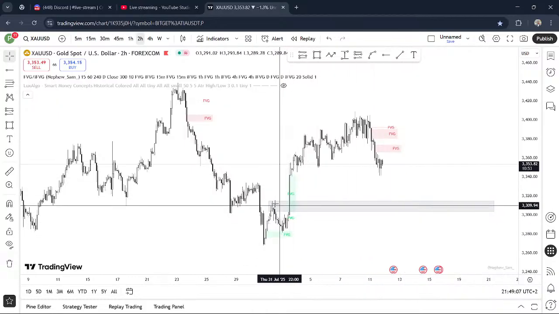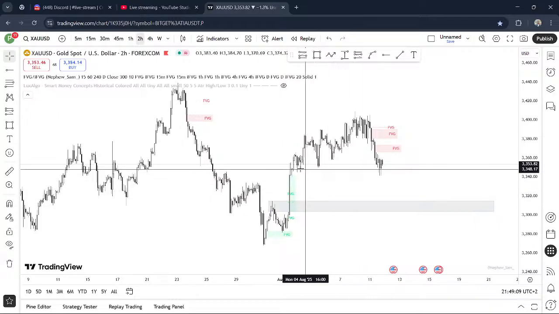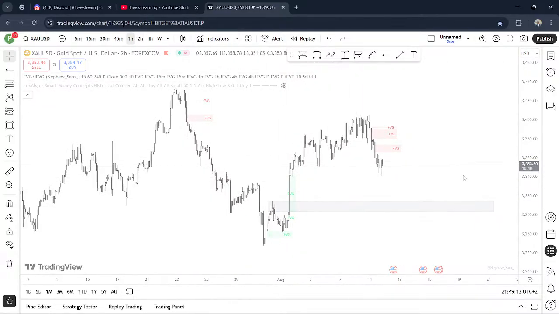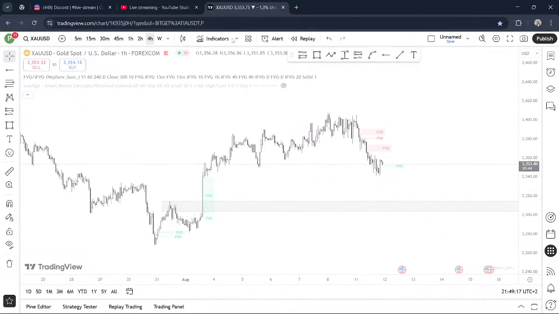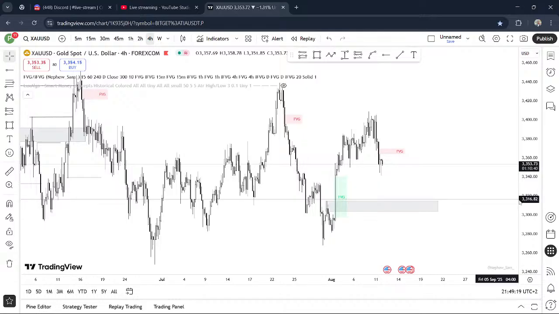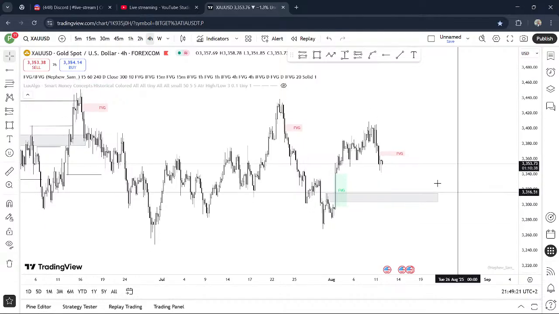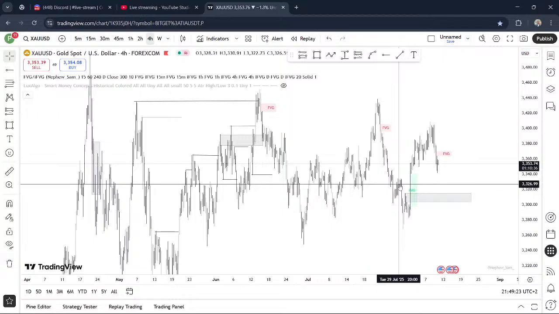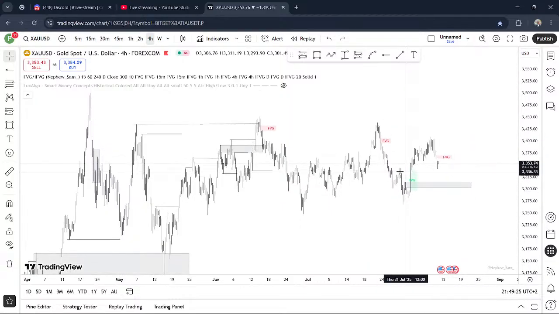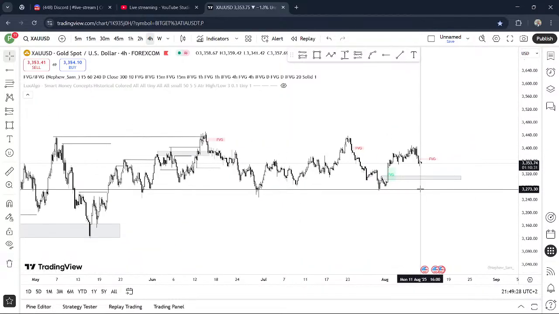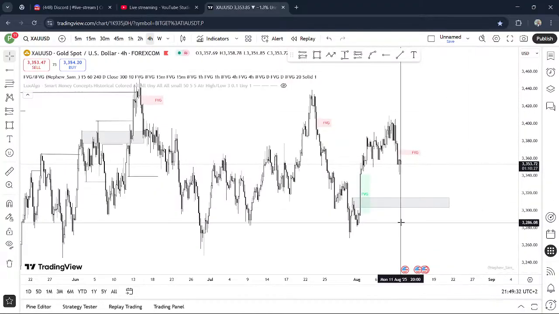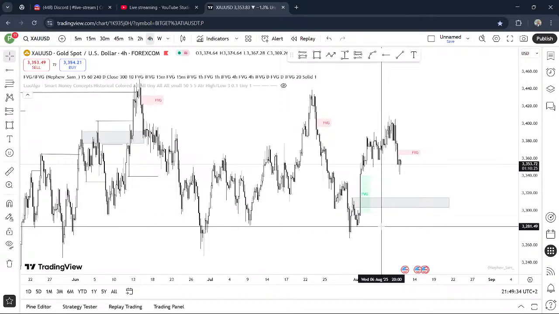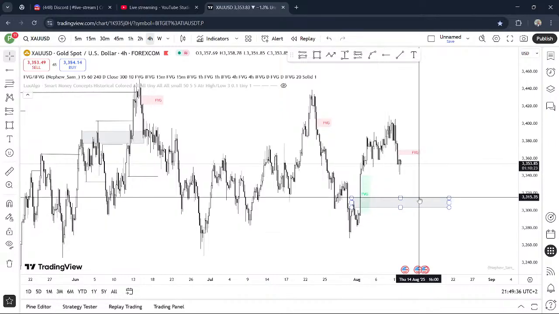This has been mitigated. This is the breaker block right here. And this is on 2 hour. I think the same thing goes for 1 hour. We definitely go for all time frames. It's a massive FVG. So yes, pretty much easy for gold and straightforward.